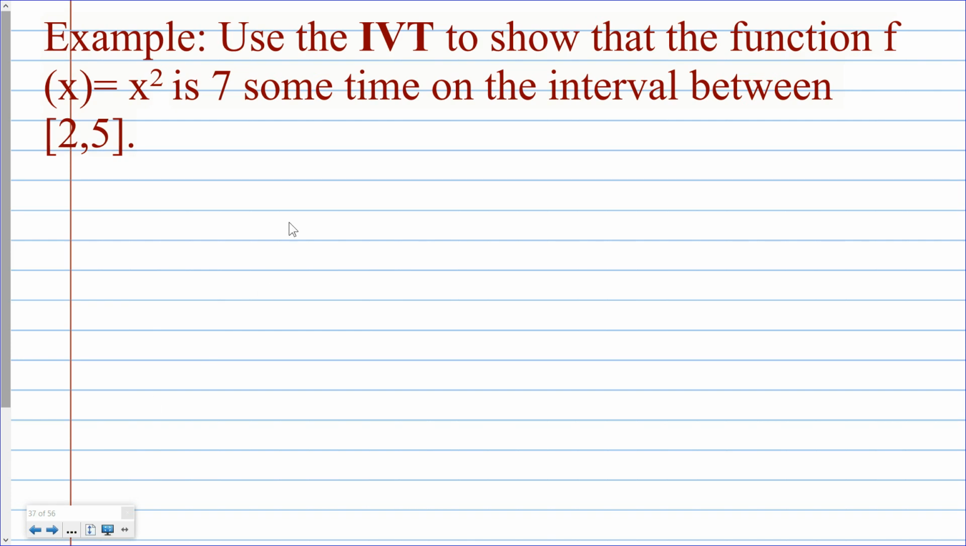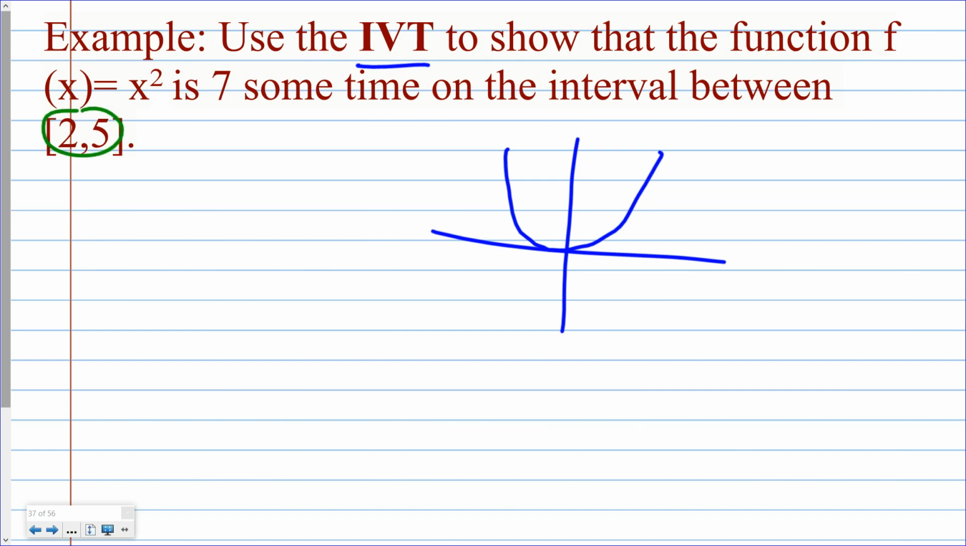This is going to be a problem that you're going to have on your test. It says use the intermediate value theorem to show that if you have a function x squared, and you're going between x is 2 and x is 5, then, because this is an x squared function, the question is, will you hit 7 in between? As x squared grows, will you hit 7 in between? You will. And so what you have to do is show me a proof.